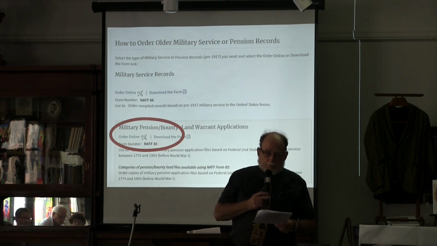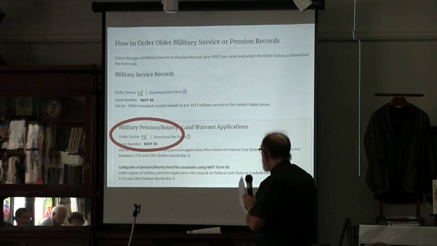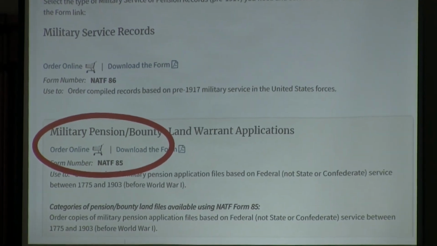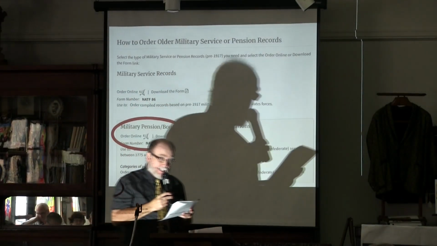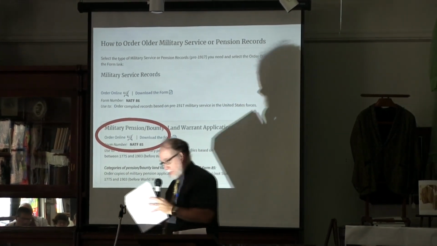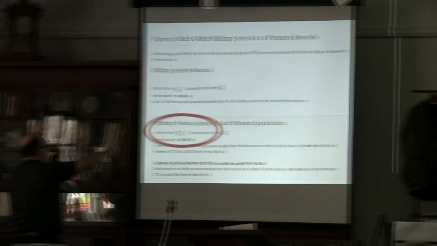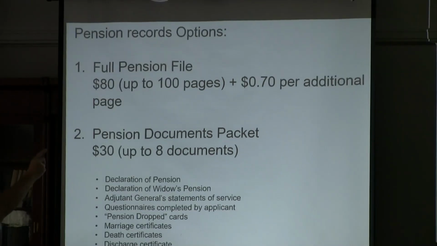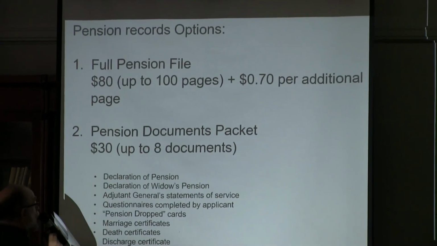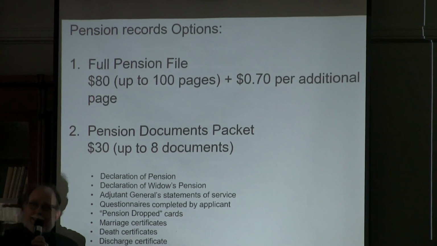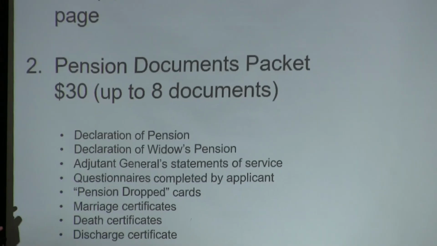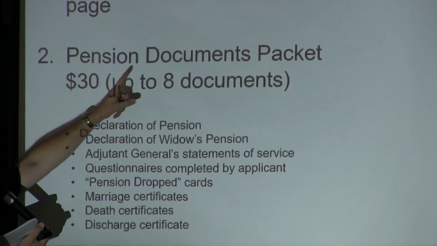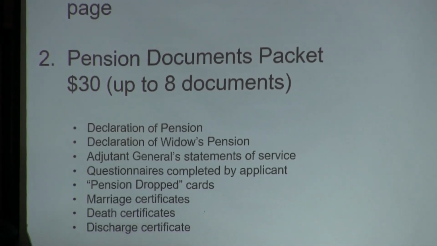But it's pricey. It does cost $80 for up to 100 pages and 70 cents per additional page. You can order online. Let's go to the next screen here. So if you click on military pension, I've listed here full pension file, $80, or if you just don't want to spend $80 for this, there's a smaller version. For $30, you can get a pension documents packet for up to 8 documents.